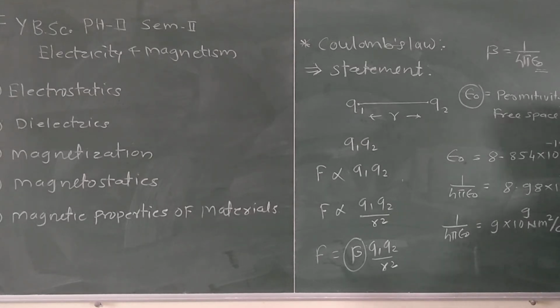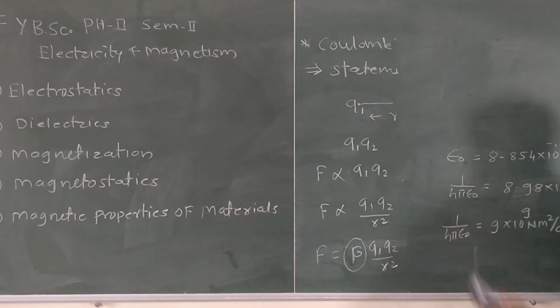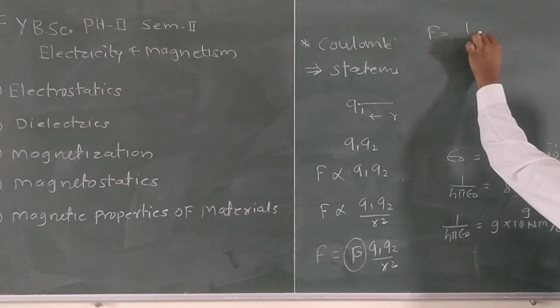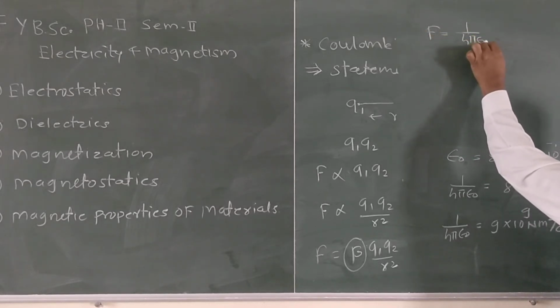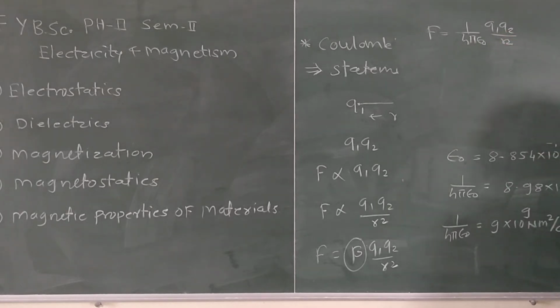Right? So in this equation, the value of force is F equal to 1 upon 4 pi epsilon naught Q1 Q2 upon R square. So this is the force between 2 point charges at rest in free space or vacuum.